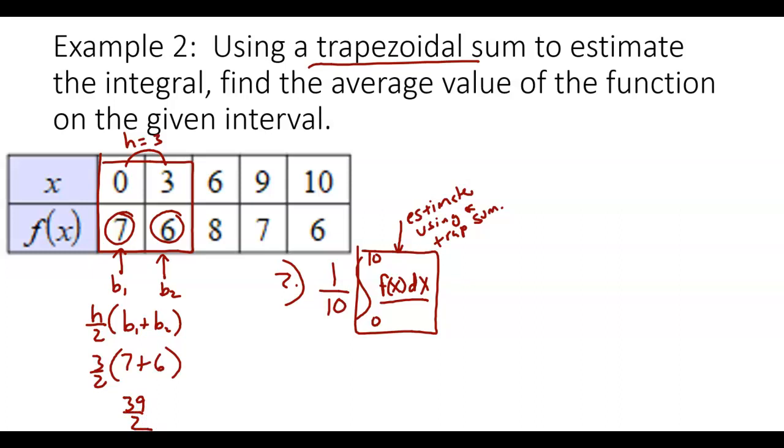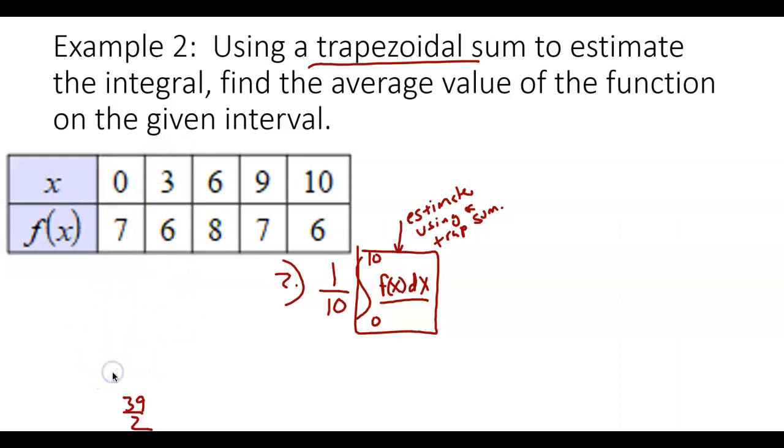And you just keep doing that for every consecutive pair of values. So the next one I'll look at would be the next pair. And I'm just going to keep doing that until I get to the end. So in this case, my height is 3 again, and my bases this time are 6 and 8. So height over 2 multiplied by the sum of the bases is going to be 21.